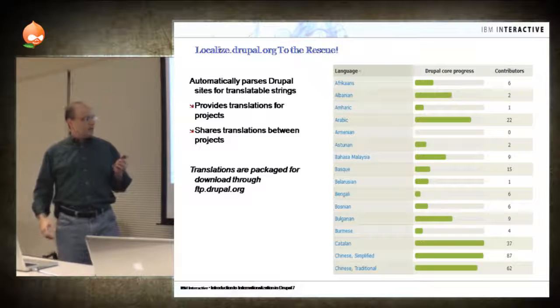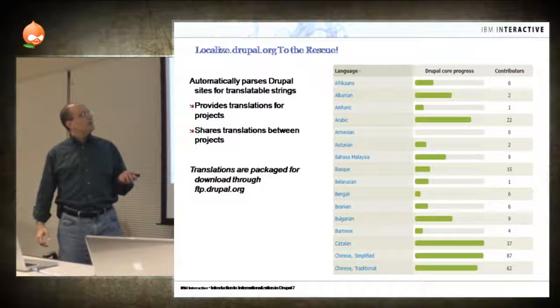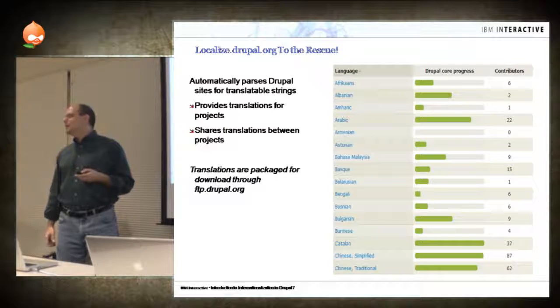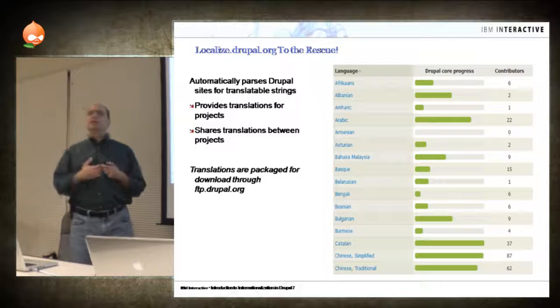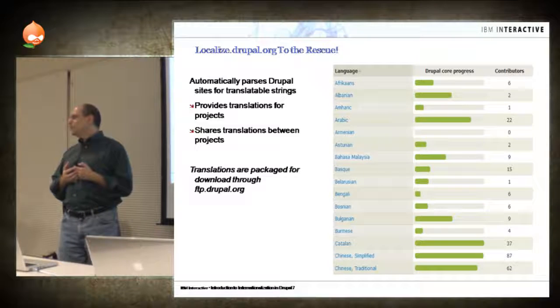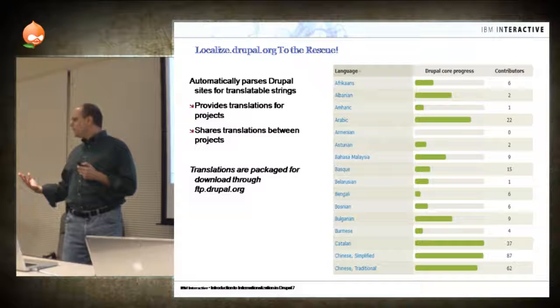Localized.drupal.org will also show you the progress of each language, of how far Drupal core was translated. For the most common languages to translate to, at least for us, Spanish and French, core is 100% translated. Chinese and Japanese, I believe, is 100% as well. No, it's close, but not quite. Okay.